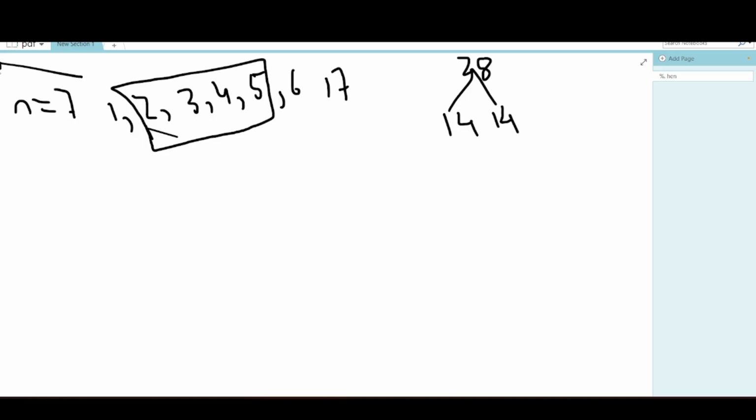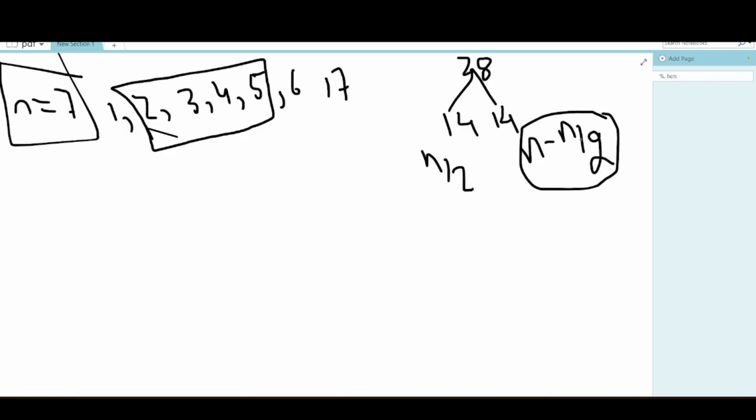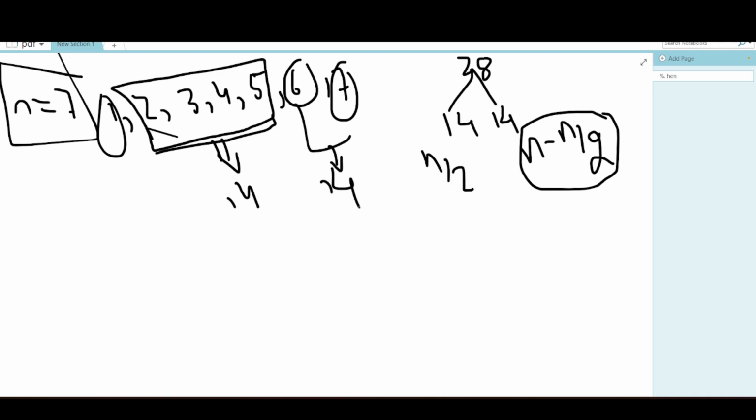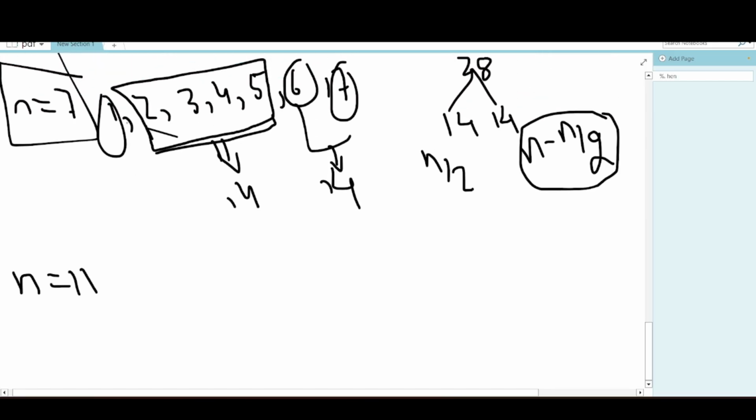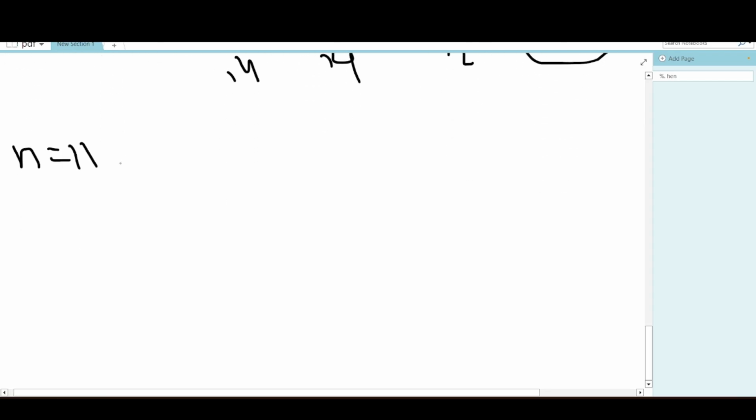Also, since the total number of elements is odd, one set will have n by 2 elements and another set will have n minus n by 2 elements. That means one set will have more elements than the other. So these four elements are giving the sum as 14, and the remaining 1, 6 and 7 are giving me the sum as 14. Okay, so let's check this for another test case also, and then we will figure out the range formula for the odd case as well.